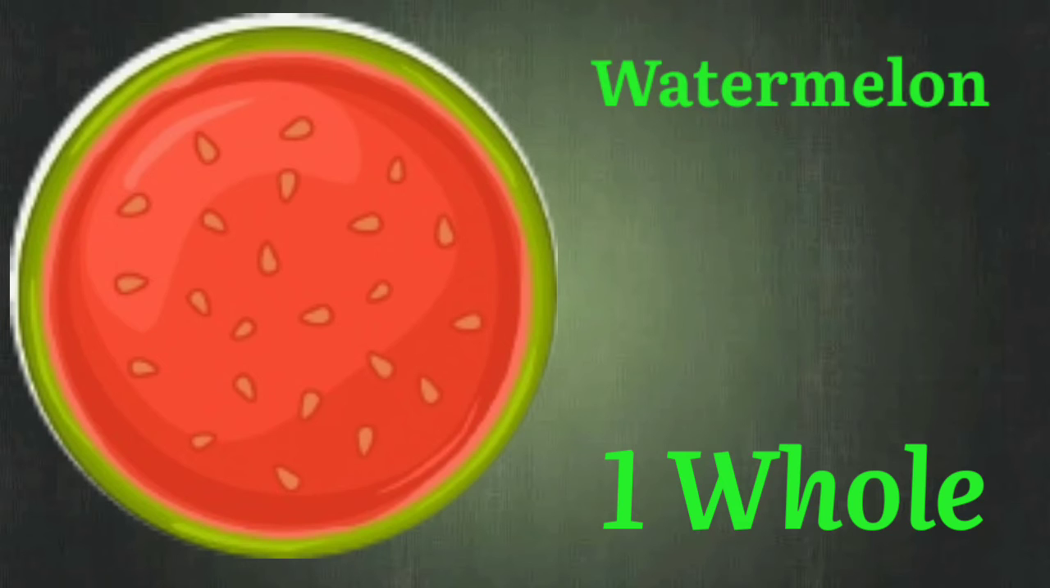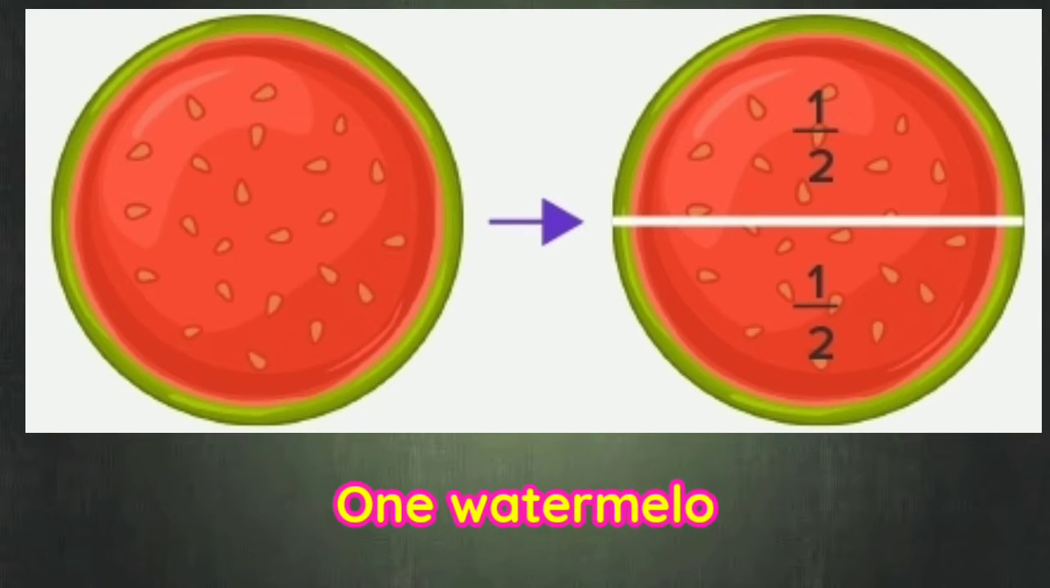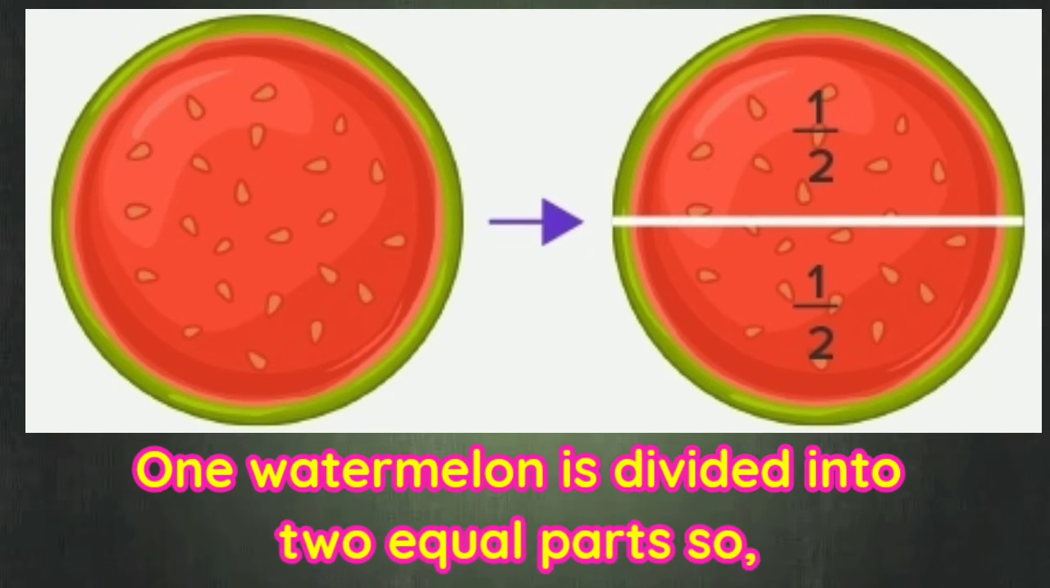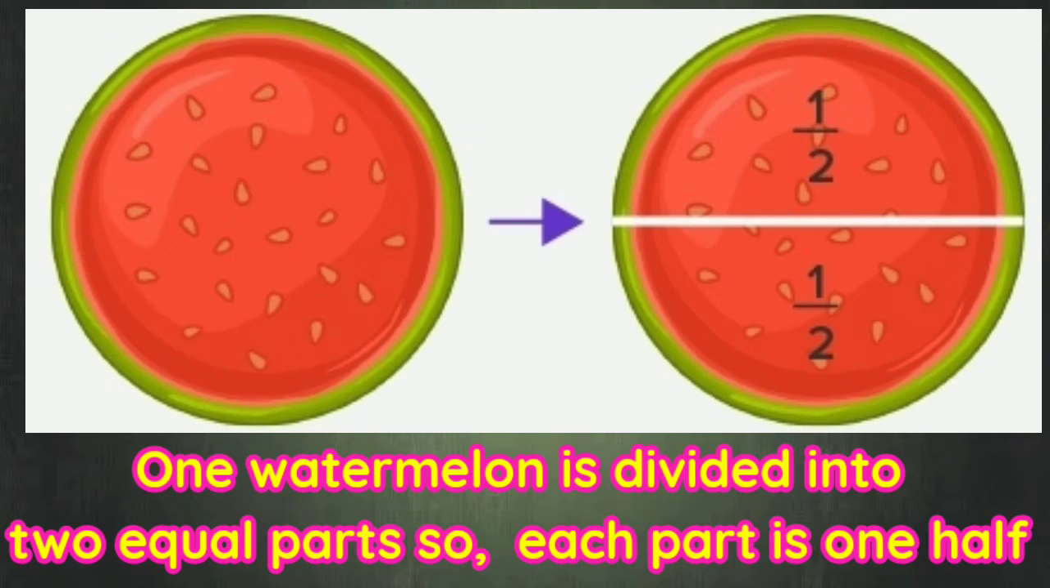Let's understand fractions with one example. Okay? Watermelon. A watermelon is one whole. You can see the picture of the watermelon, one whole. One watermelon is divided into two equal parts, so each part is one half.